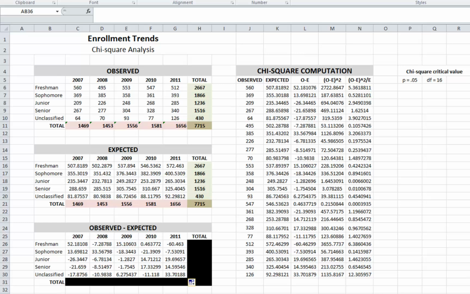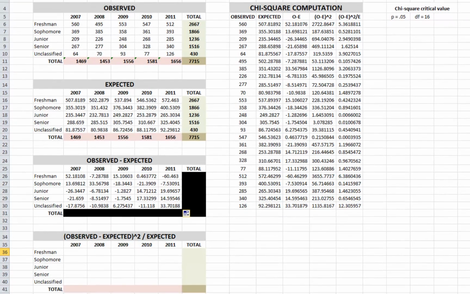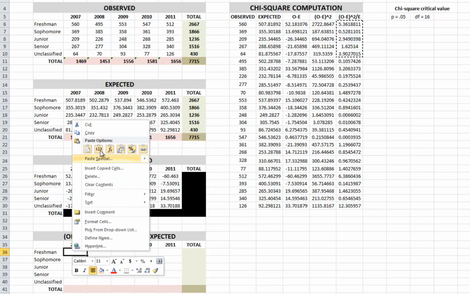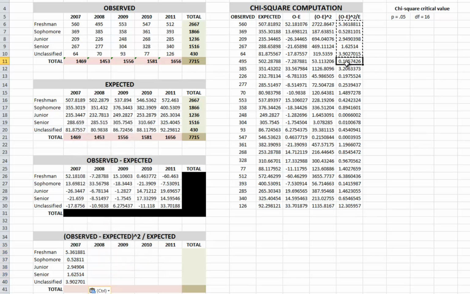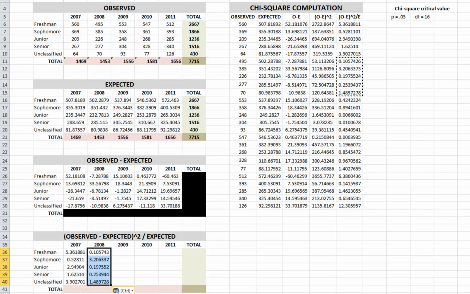Okay, so next thing we're going to do is fill in our observed minus expected squared divided by expected table there on the lower left. And I'm going to do this the really easy way. I'm just going to copy and paste the ones that we figured out on the right hand side. So I'm going to hit copy, go down here, paste values. Next 5, copy, paste values. Okay, I'm going to go ahead and pause and do that, and I'll be right back with you.